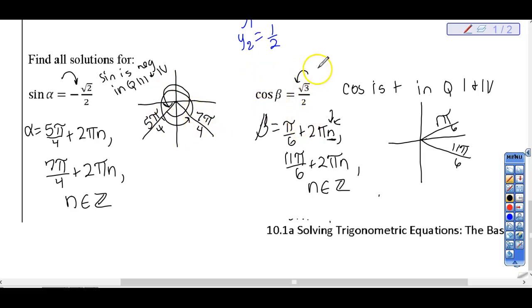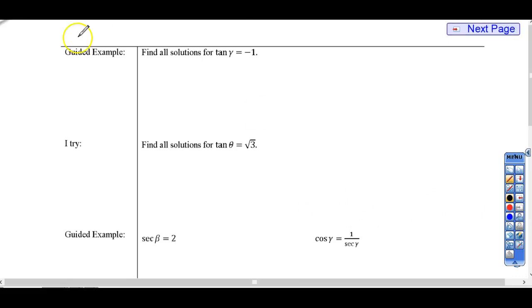For cosine of beta equals positive square root of 3 over 2, cosine's positive in quadrant 1 and 4. And cosine is equal to the square root of 3 over 2 at pi over 6. So it's that 30-degree angle down there, and then this 30-degree angle over here at 11 pi over 6. And then adding 2 pi times n. All right, we're going to do 2 more questions on the back, and then we'll be done for today because the bell's going to ring.